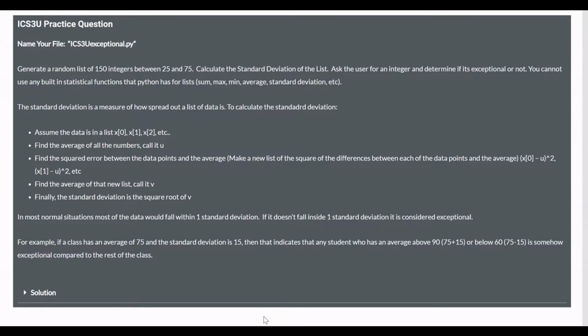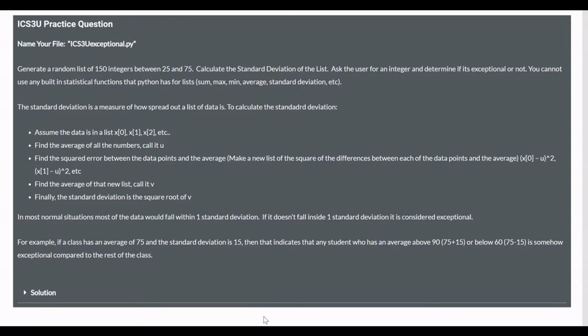All right, so here we have an interesting statistics problem. It's asking us to generate a list of 150 integers between 25 and 75 and calculate the standard deviation of the list. If you don't know what standard deviation is, it's a measure of how spread out a data set is. Then it asks the user to determine if a number is exceptional or not for that particular data set.